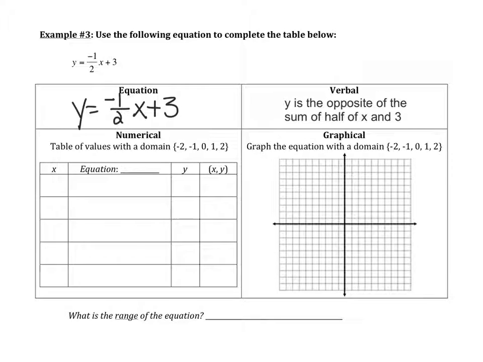Let's move on to the numerical portion of the rule of 4 table. We're going to complete this table of values with the domain of -2, -1, 0, 1, and 2. So these are my x values. I'll put those in my first column for the x's.